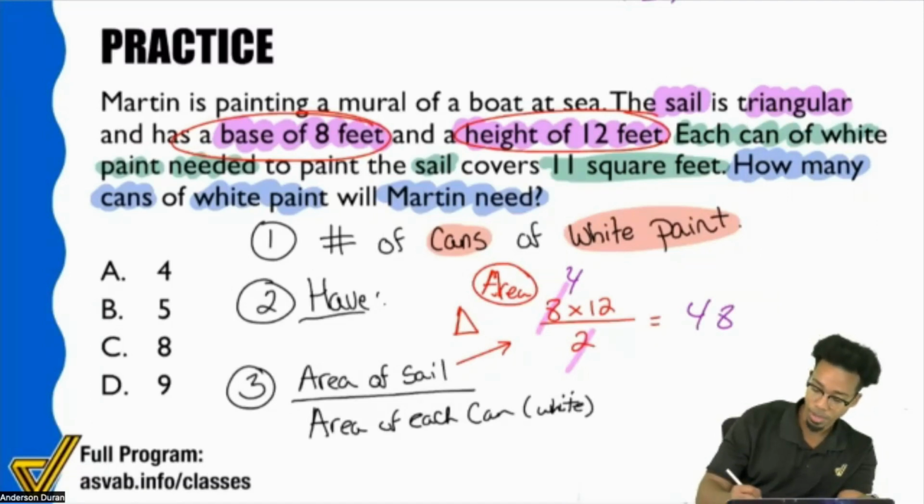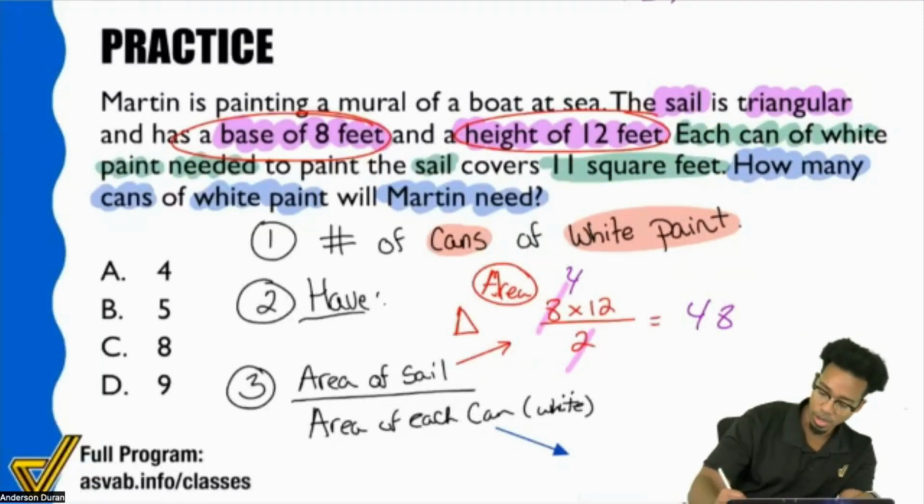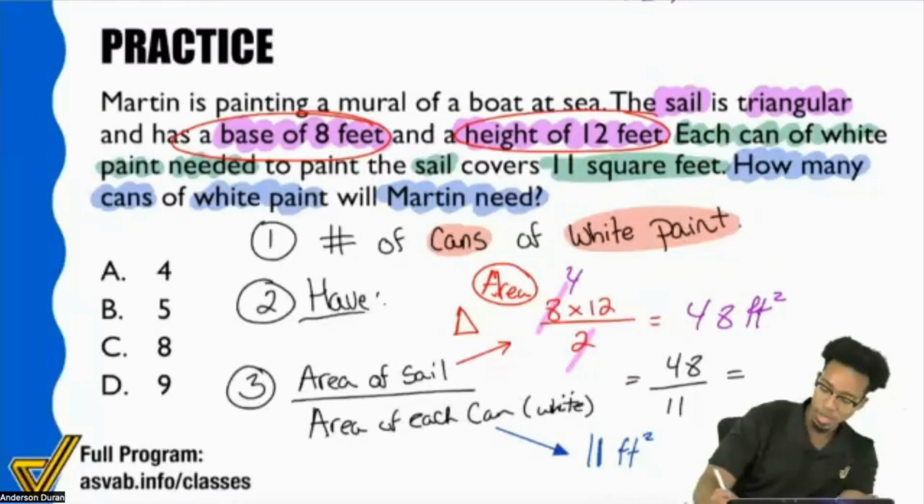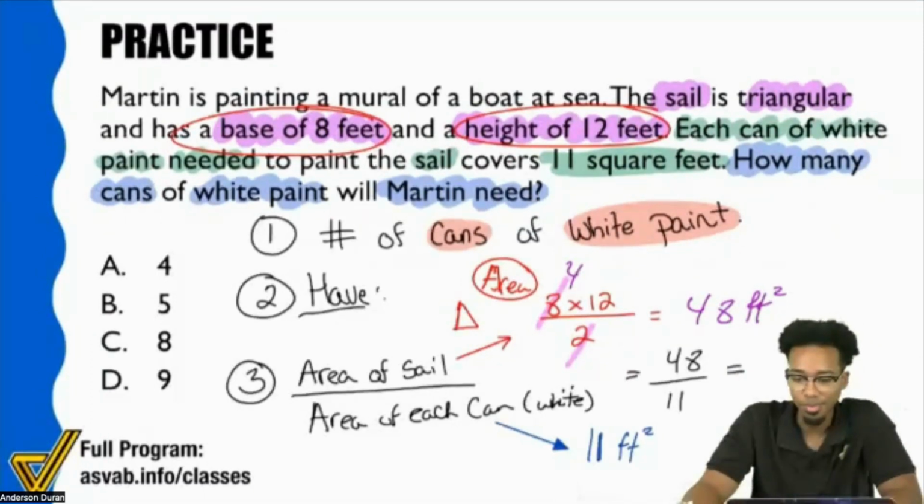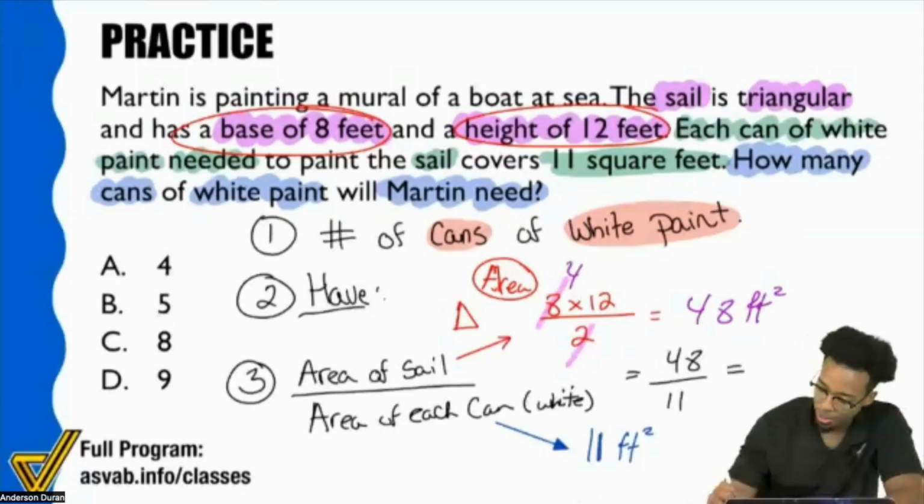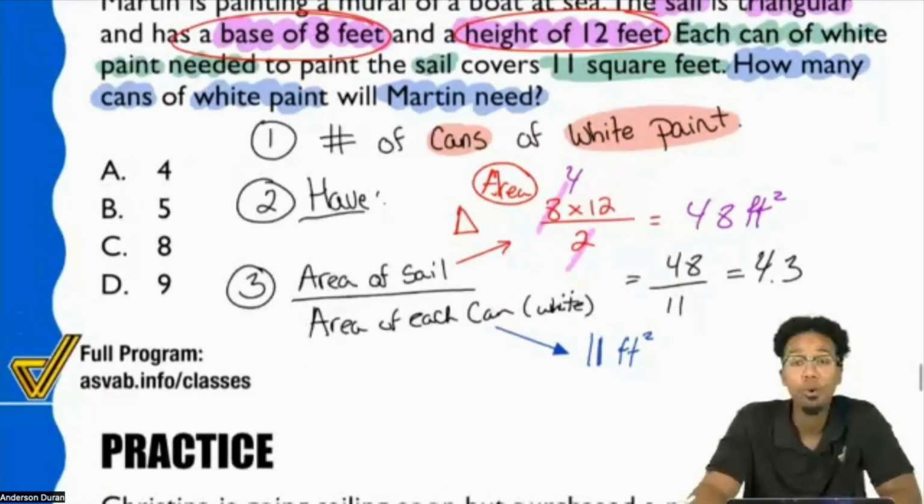And then over here, everybody, what was the area of each white can? What was the area that we were given? 11, right? 11 square feet. So all we need to do now is divide the 48 by 11. And everybody, what is that going to give us? That's going to give us 4 point something, like 4.3 something. But that doesn't matter at all, everybody. What's the answer going to be? 4, right?